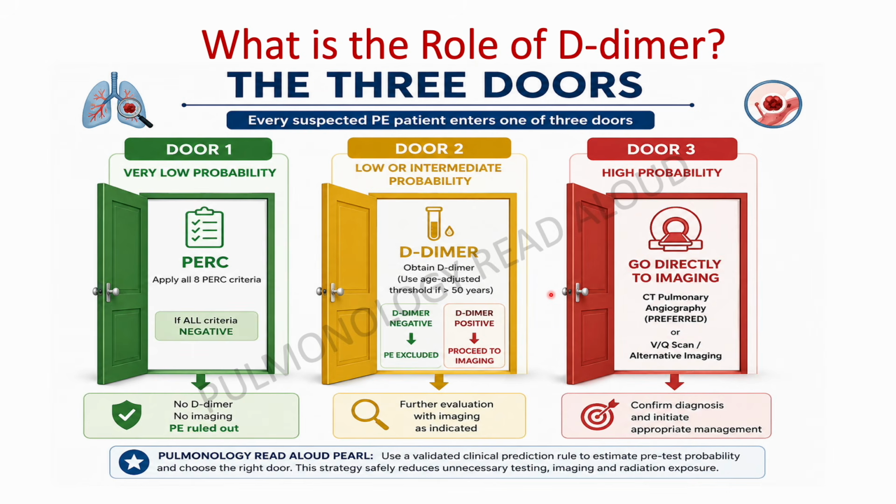can also be of various other specificities like the age adjusted threshold, which you should use if your patient is above 50. And then based on D-dimer being negative or positive, you further go on the flowchart. And the high probability patients will go directly to imaging, which CT pulmonary angiogram is as the preferred modality, which we will come to later, and you confirm the diagnosis. So now, after the clinical probability is set, you have to take the patient through one of these three options.